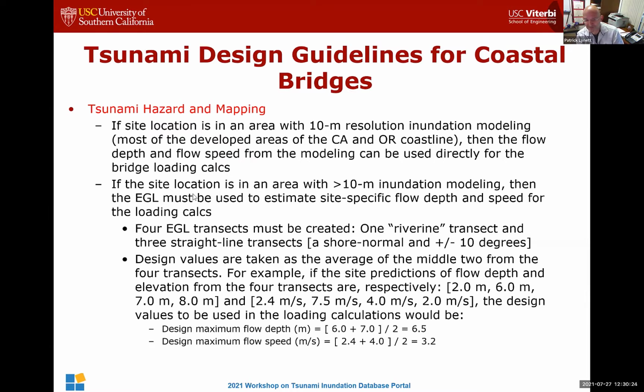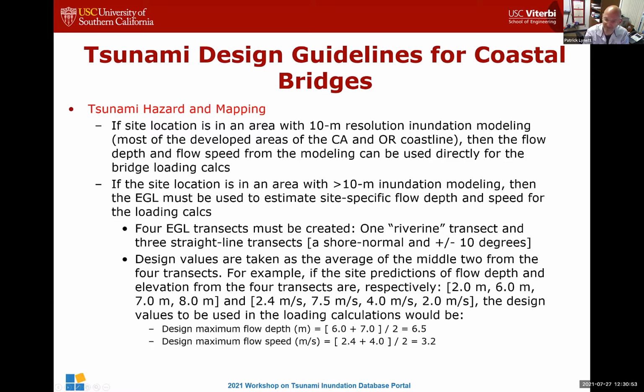On the other hand, if you're in a location that doesn't have the high resolution modeling, you need this energy grade line analysis for site-specific flow. So we create 4 transects: 1 riverine and 3 straight line, a shore normal, and ±10 degrees. This last bullet is what we converged on for using the energy grade line method in a stable way. The design values are taken as the average of the middle 2 of those 4 transects.